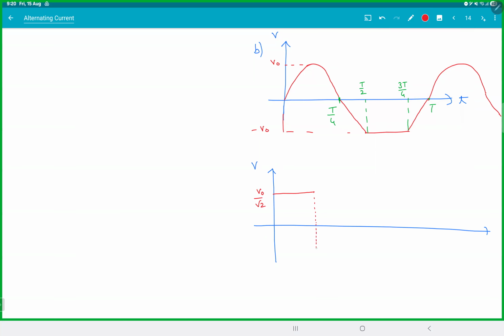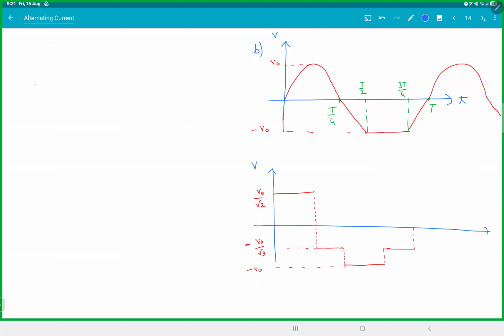For a triangle function, what is the RMS value? V0 by root 3. So you can assume there's another battery for V0 by root 3, then another battery for minus V0, then another battery for V0 by root 3. Are you getting this? So you can replace each function with respect to RMS values because they're going to produce the same heat.